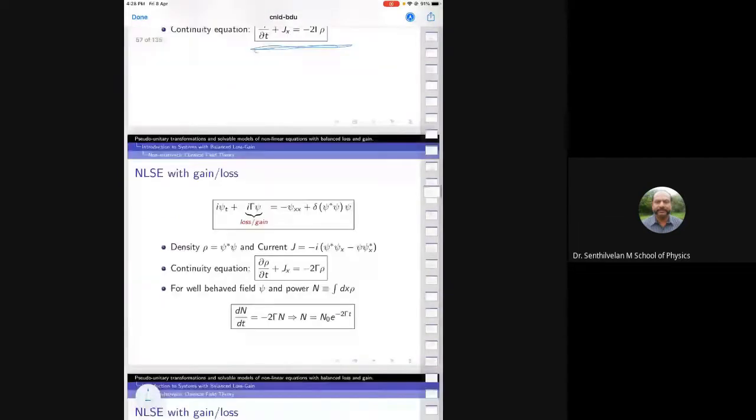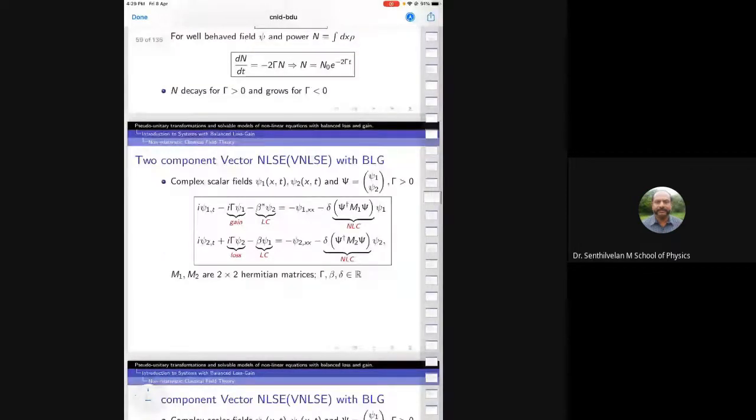Now we define, for well-behaved psi, which means that it vanishes at infinity, a quantity N as the integral dx rho, that is, psi star psi. Then you integrate this equation with respect to x, and you know how to solve this. N, in field theory, is defined as a number operator; in the context of optics, it is called power. You can solve it, and you see that N equals N naught times e to the minus 2 gamma t. So if gamma is positive, N decreases. If gamma is negative, N increases. This is the manifestation of gain in the context of the nonlinear Schrödinger equation.